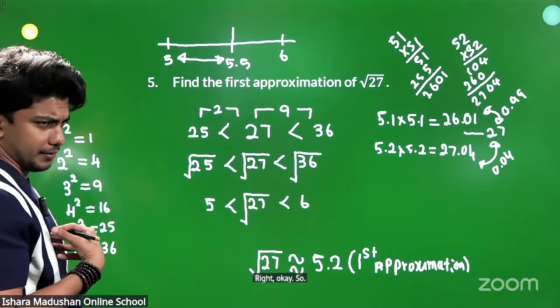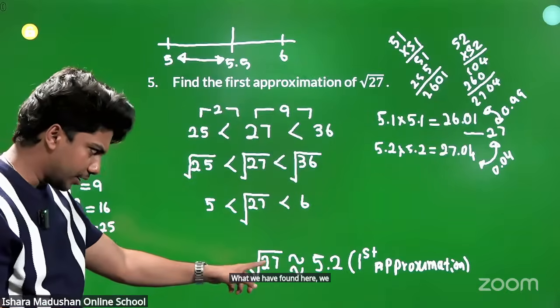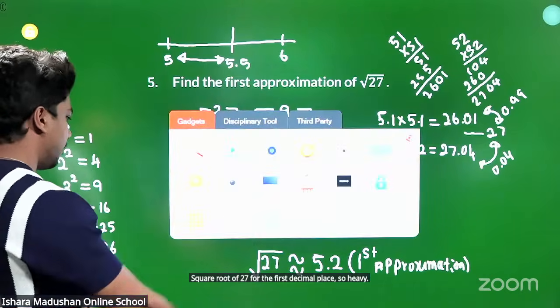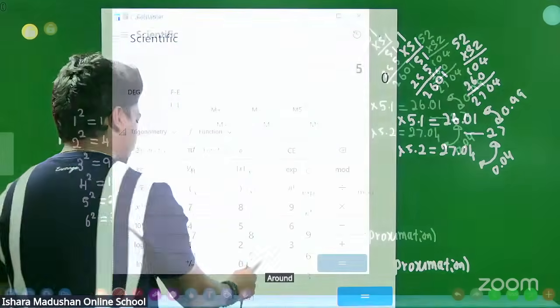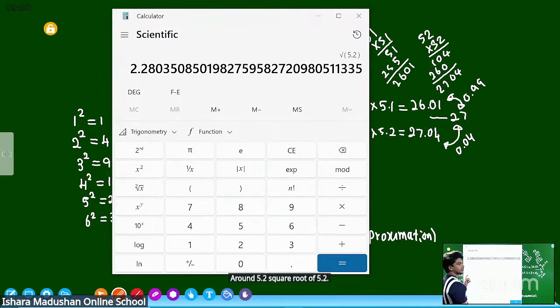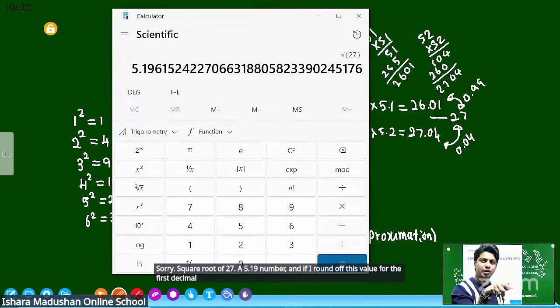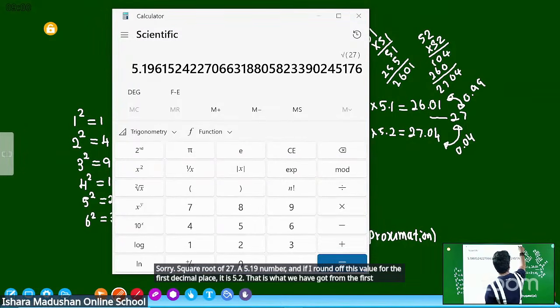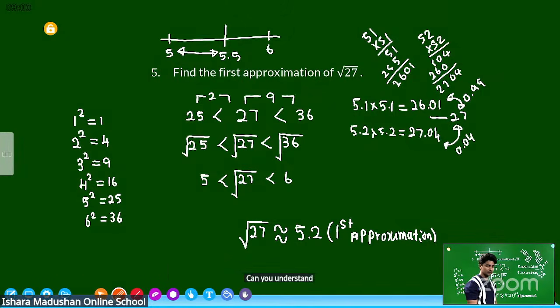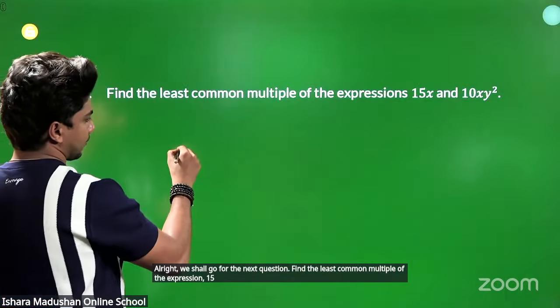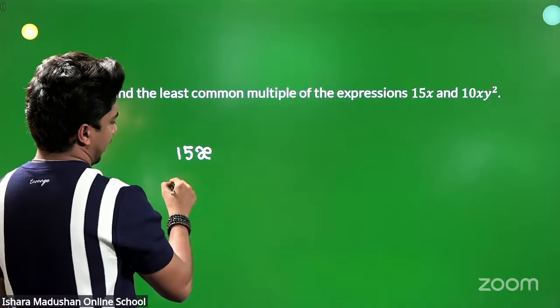So what we have found here is the square root of 27 to the first decimal place. The actual square root of 27 is 5.19. If I round off this value to the first decimal place, it is 5.2. That is what we have got from the first approximation. All right. Can you understand? Okay. We shall go for the next question. Find the least common multiple of the expression 15x and 10xy square.